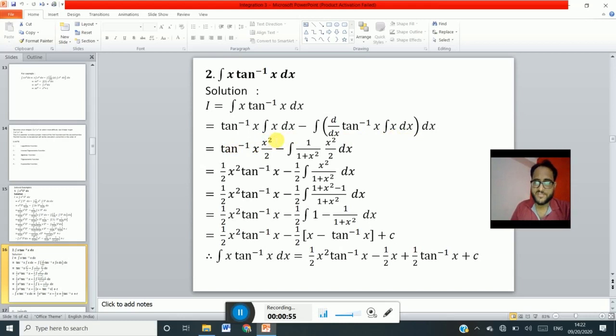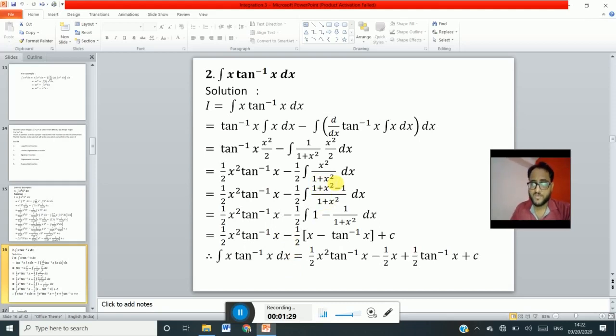So what is the integration of x? It is x square by 2, minus integration of the derivative of tan inverse x, which is 1 upon 1 plus x square, into the integration of x, which is x square by 2, right? Then x square by 2 tan inverse x minus 1 by 2, the constant, taken outside the integration, and integration of x square upon 1 plus x square, right? Now we have to think about this integral. Up to the last step, the first term is completed.